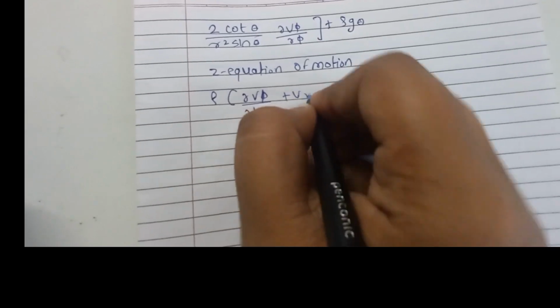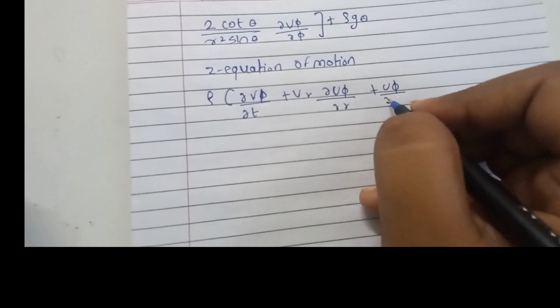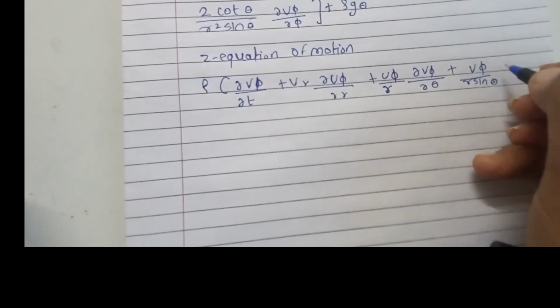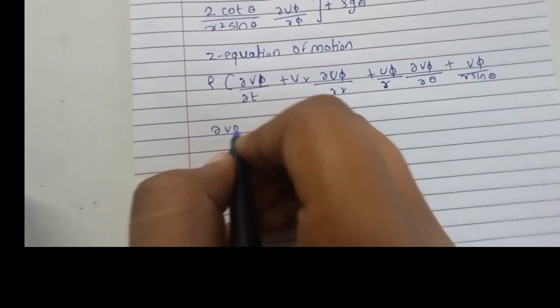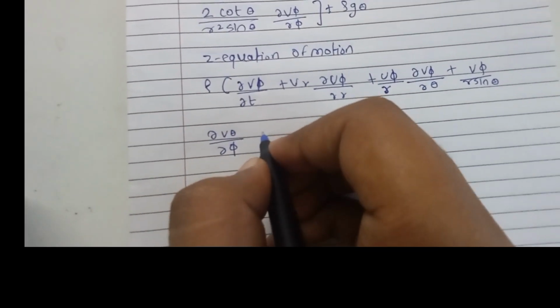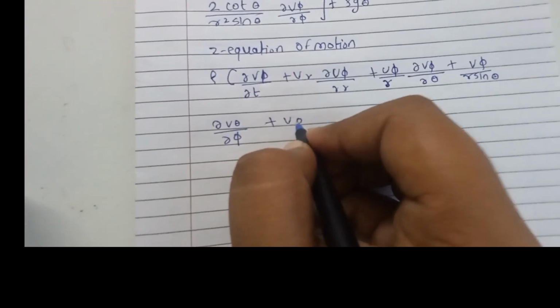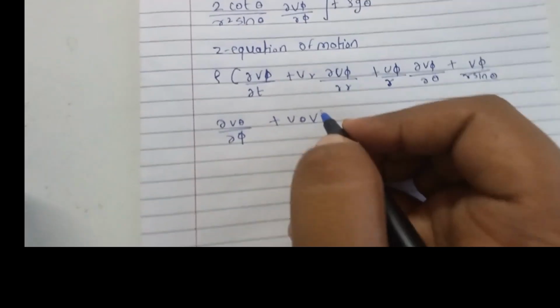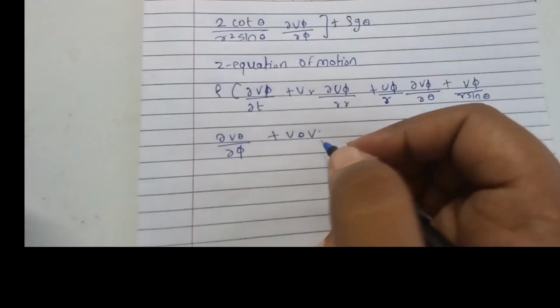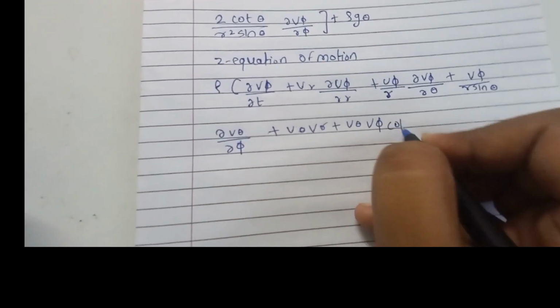Then we can write the Navier-Stokes equation of spherical coordinates in the phi equation of motion, that is density into del v phi upon del t plus Vr into del v phi upon del r plus v phi upon r into del v phi upon del theta plus v phi upon r sin theta into del v theta upon del phi plus v theta into Vr plus v phi into cot theta, whole divided by r, that is our left hand side term.